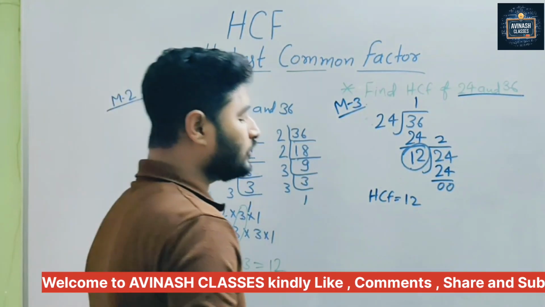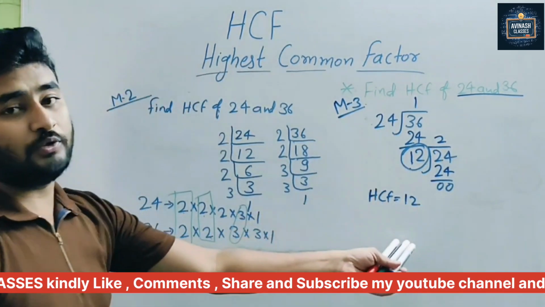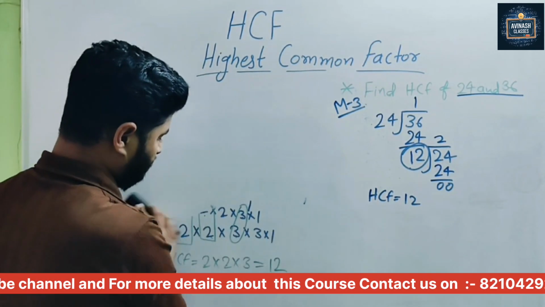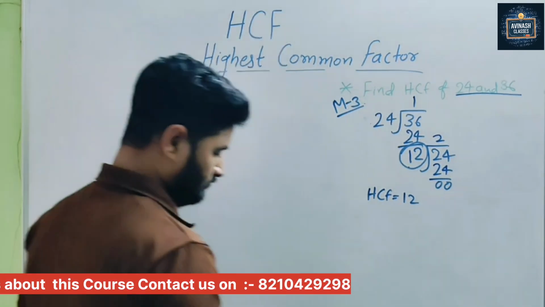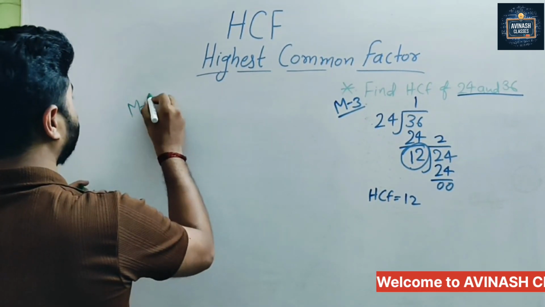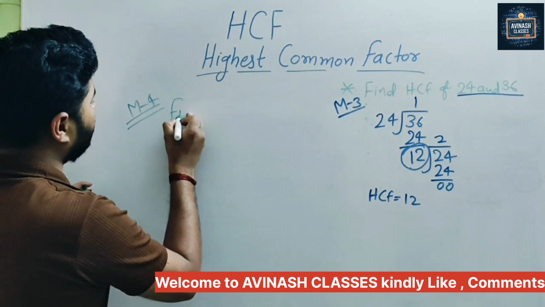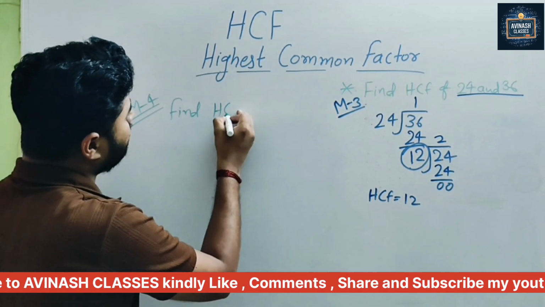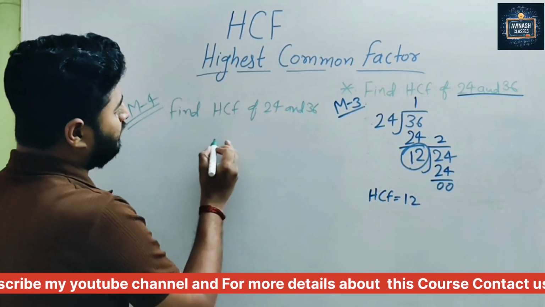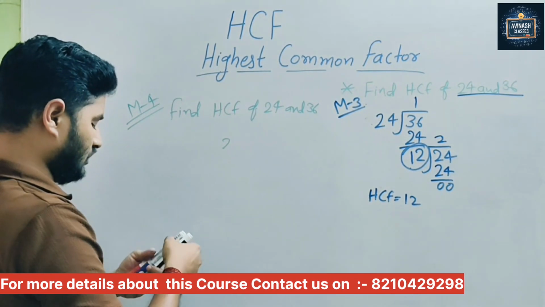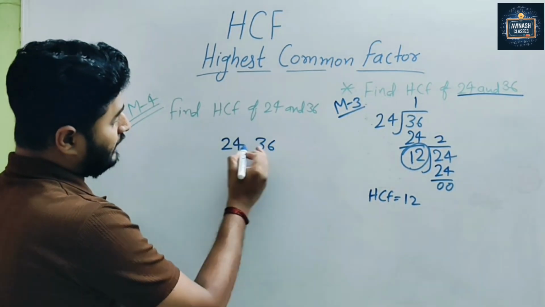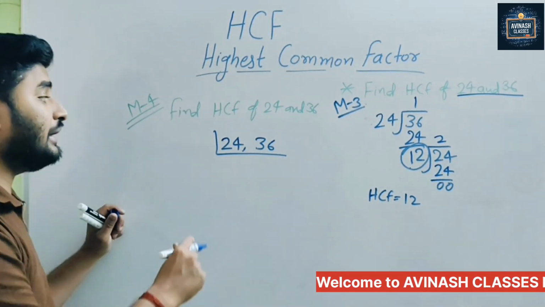Done. Now we are going to learn method 4. This is a very useful method. This we have to learn. Now method 4. Same, I will write here. Same number. Find HCF of 24 and 36. We write like that. In prime factorization, we were writing separately. Here we write together. And we have to check which number both go into.